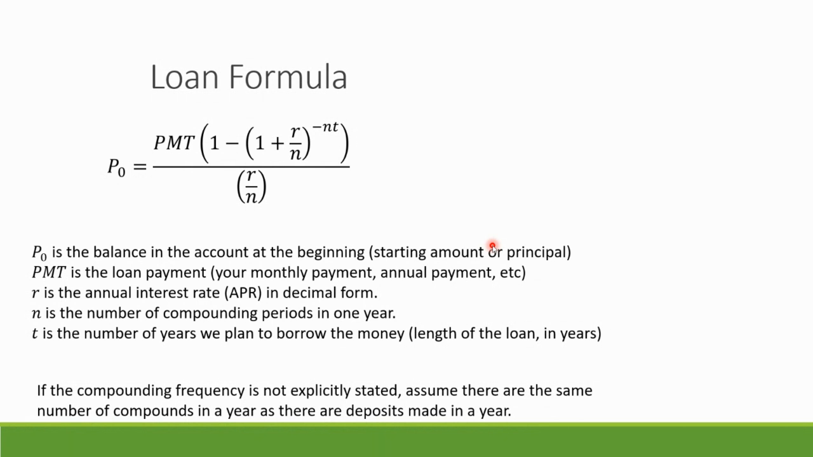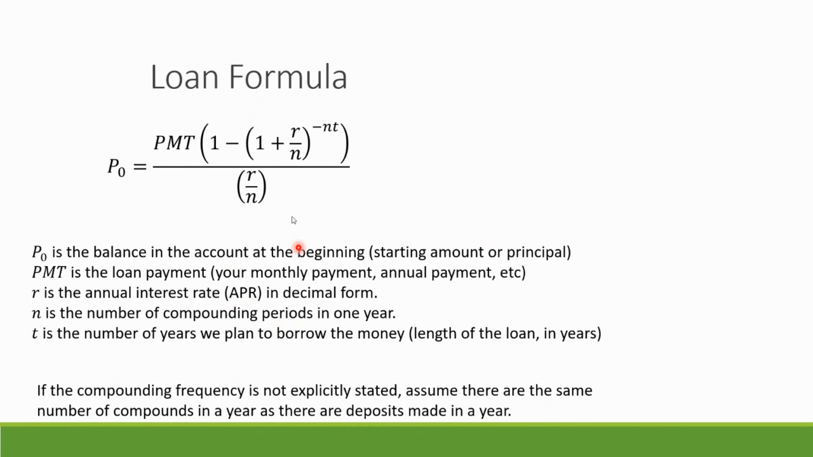Here, P0 you can think of as the balance on the loan at the very beginning, or the balance in the account, you can think of it that way also. How much the loan is. PMT is the payments you're making to the loan, paying it off monthly, yearly, whatever. R, as before, is the annual interest rate. N is the number of compounding periods a year. And T is time, as stated here.